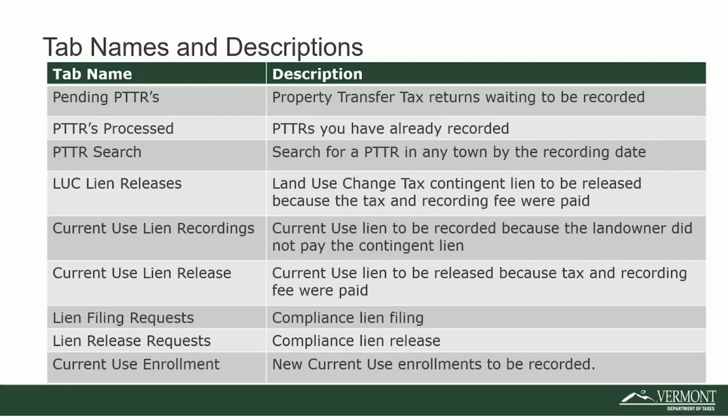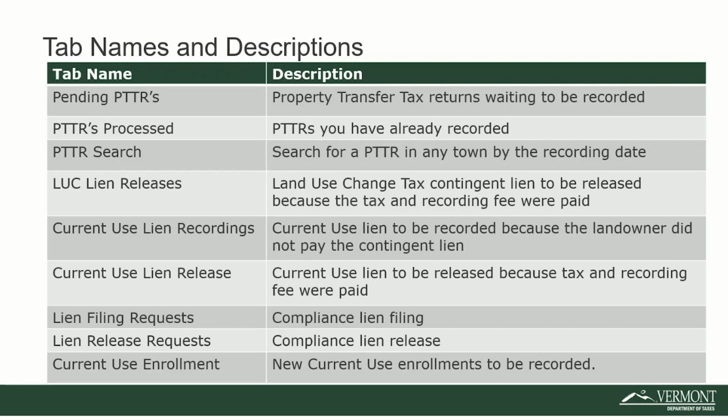So pending PTTRs, those are property transfer tax returns waiting to be recorded. The tab PTTRs process. These are PTTRs you've already recorded, so you can go in there and see what you've done, the work you've done. PTTR search, you're searching for a PTTR in any town by the recording date. So a pretty cool search option.